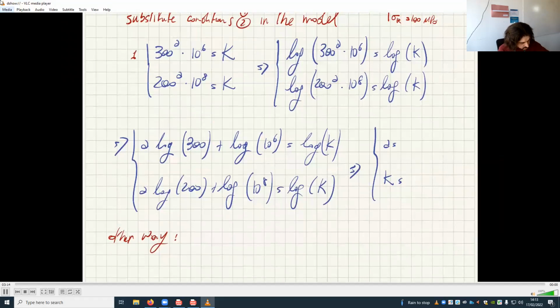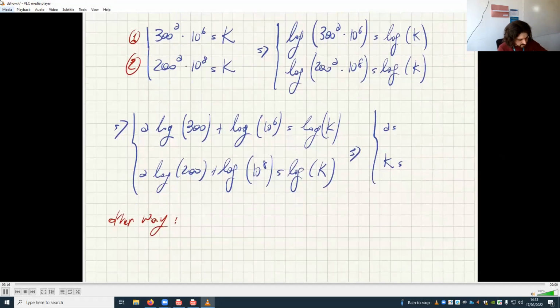Divide equation 1 by equation 2, 1 over 2. Then you get an equation that looks like 300 divided by 200, it's 3 halves to the power of a times 10 to the power of minus 2 equals 1.